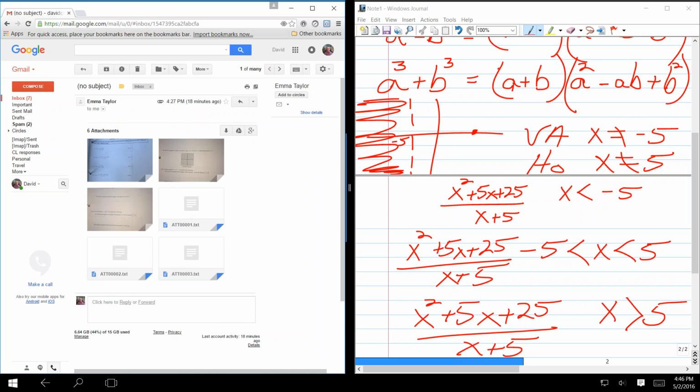Still haven't got it. You sent it to the same email address as you sent the 6 attachments? Oh, there it is. Perfect.